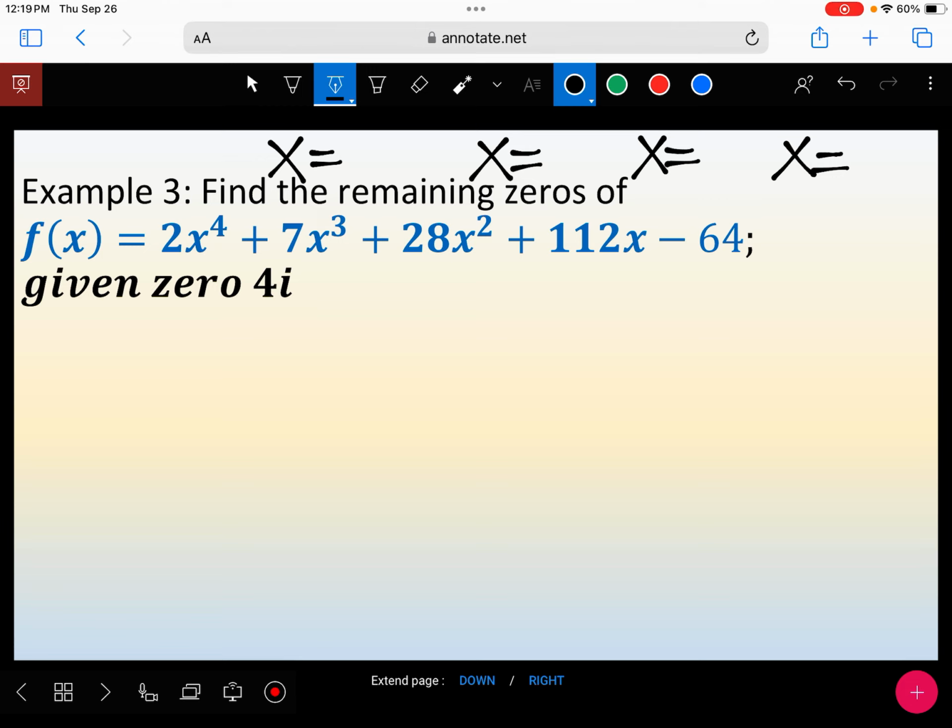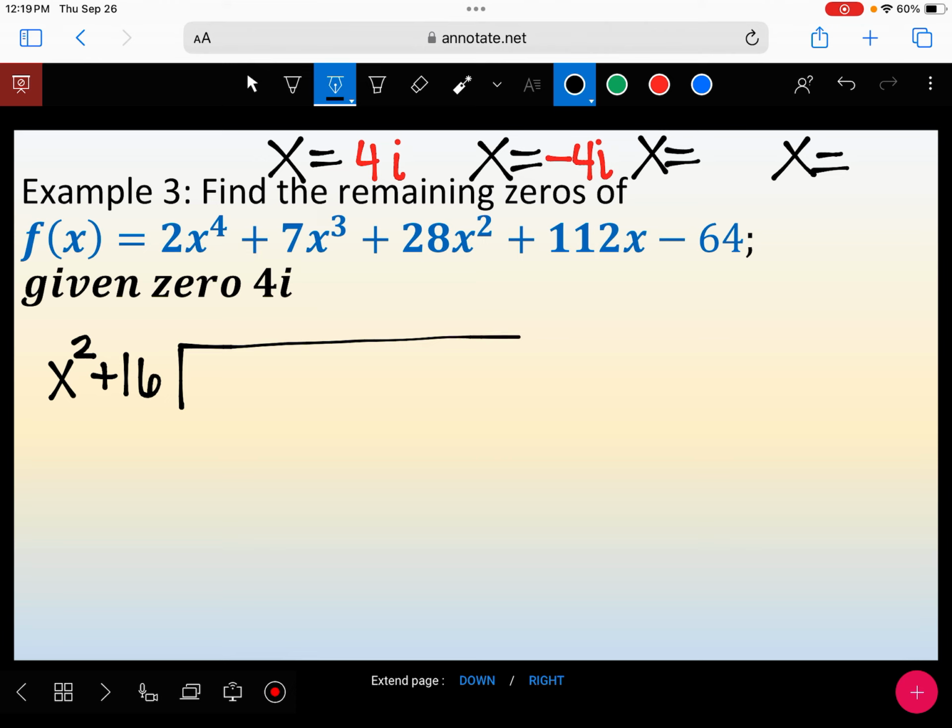Oh, let me look at my homework key. I'll let you know. So they told us one of our answers is 4i. So if I have 4i, what else do I have? What's the factor that I'm going to divide into this? What factor gives me plus and minus 4i? x squared plus 16. So I'm going to put that on the outside.